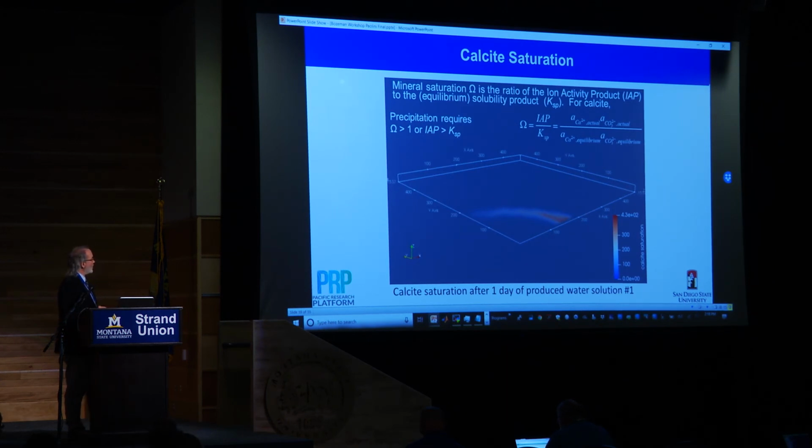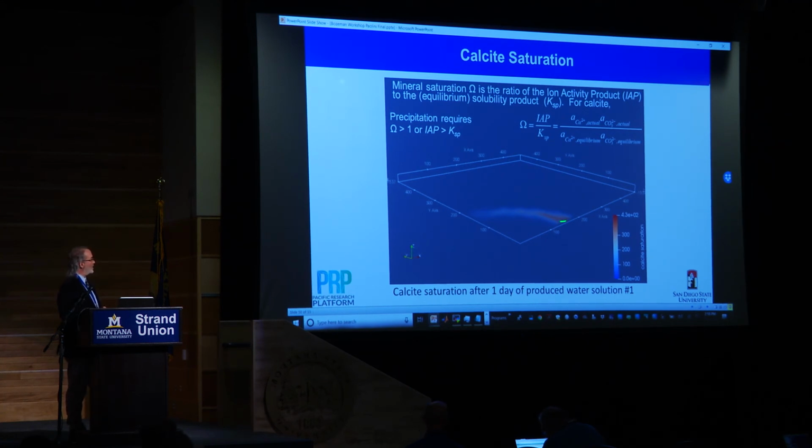Now, here's a plot using ParaView of a result obtained on the PRP cluster. This shows a plot of what's called saturation. And this is just a measure of where it's thermodynamically feasible for precipitation to occur. It doesn't tell you that precipitation will occur or how fast it will occur. It just tells you if it's even possible to occur. For precipitation to occur, your saturation value omega has to be greater than 1. So if we just plot that, we can see this is a region where we could expect to see precipitation.